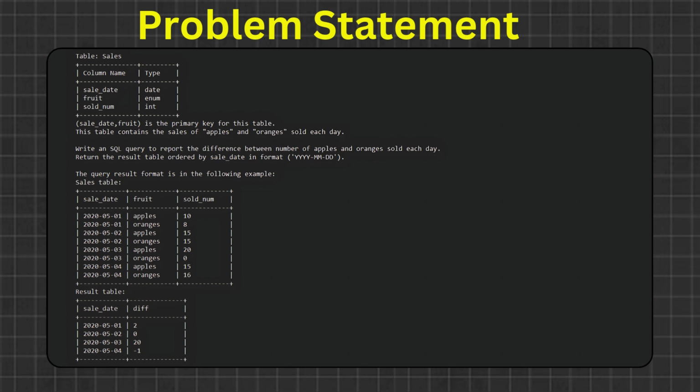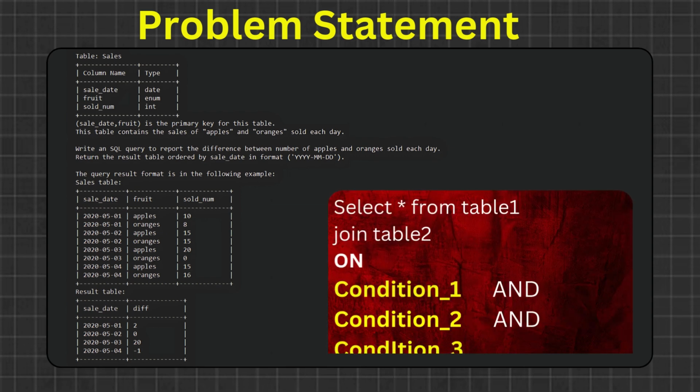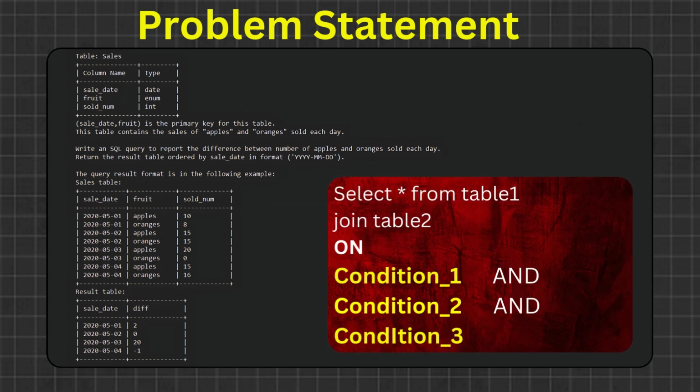Hello guys, this problem I have especially picked to give concept clarity while joining two tables which have multiple conditions in the ON clause. So let us first read the problem, then while exploring all possible solutions, I am going to explain the importance of applying multiple conditions instead of a single condition in the ON clause.